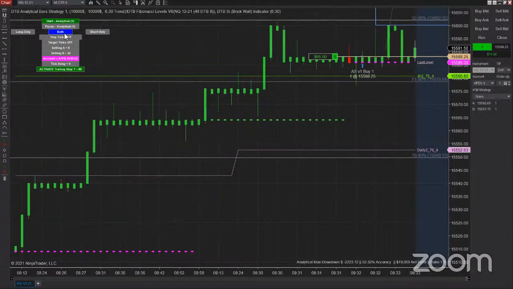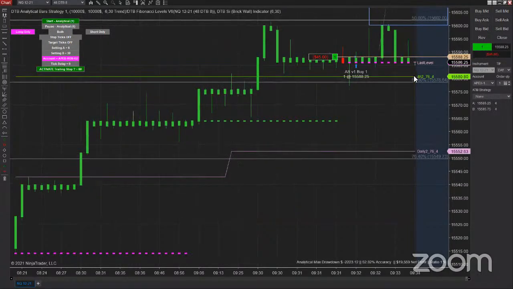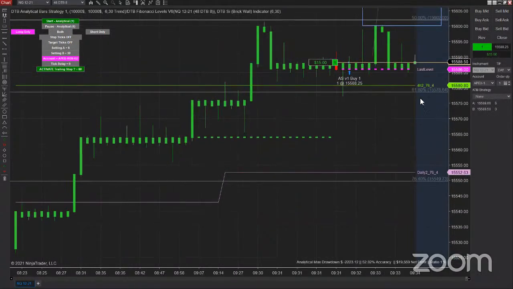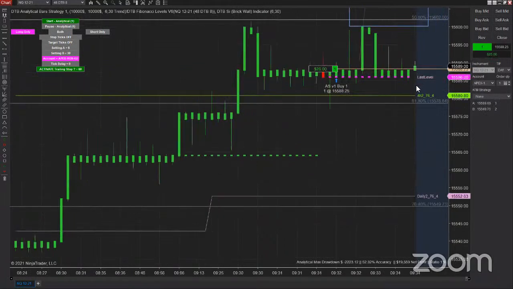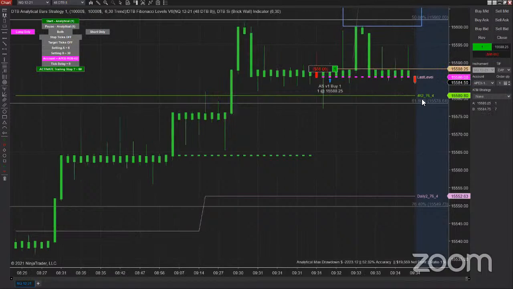And you can also select, so I'm going to click on long only as an example. I'm going to click long only because while the price is above this level, I don't want to be taking shorts into that Fibonacci level. I'd rather stick with the longs because there's a much higher chance of the price going up than coming down. So if a short signal does present itself, it will basically just exit that position.